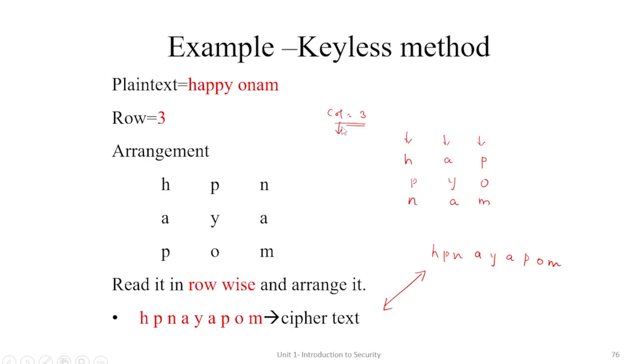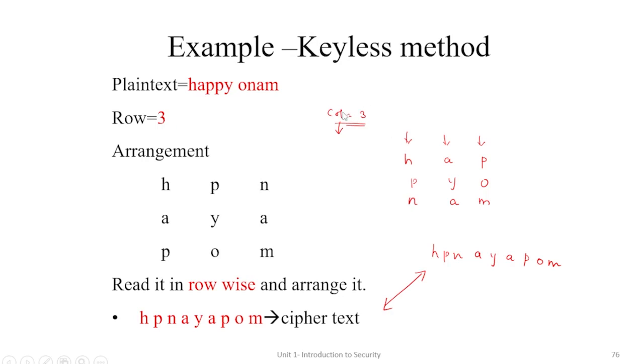Then I want to check the column value. Suppose they give the column value as 3. Then the first 3 values are filled in the first column, second column, and third column. So HAP. The maximum column is reached, then you fill the next value in the first column of the second row. So PYO, NAM. Now the filling is finished.